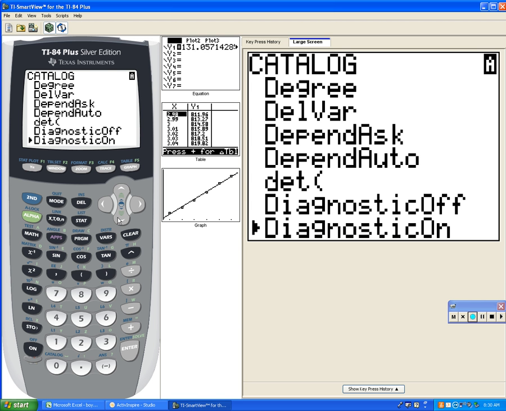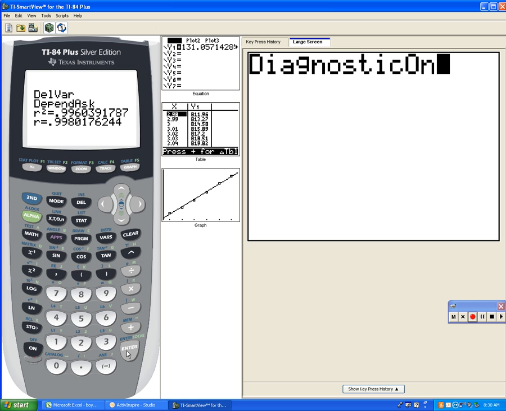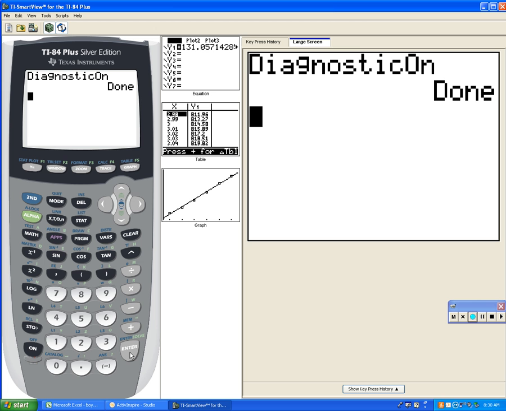Then if you hit enter, so that this goes into the home screen, choose diagnostic on. The weird thing is you have to hit enter again until it says done. And now when you do your regression, you should get an R and an R squared.